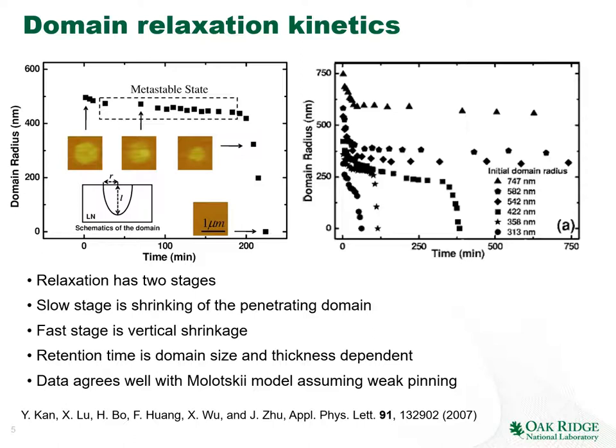and based on this observation, they concluded that the relaxation has essentially two stages. The slow stage is the shrinking of the penetrating domain, and the fast stage is the vertical shrinkage, when the domain loses the connection with the bottom electrode and then starts to very rapidly retract upward. And the retention time of the domain is dependent on the initial size and thickness. And that's kind of important because this is relevant to the application of these materials for information storage.